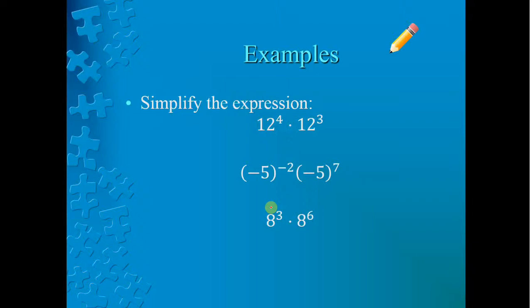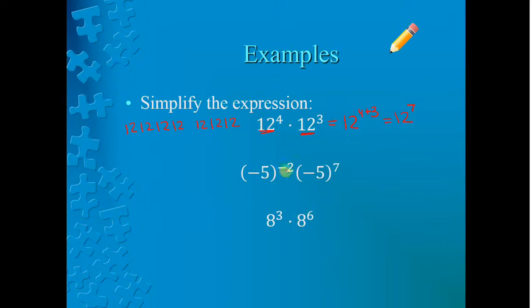So let's look at a few examples with numbers. I have like bases. I have the same base of 12. So what we can actually do is add the 4 and the 3 together. Technically, I will get 12 to the 7th. If you wrote that out, 12, 12, 12, 12, 12, 12, 12, I have 1, 2, 3, 4, 5, 6, 7 twelves. 12 to the 7th. See how it works?